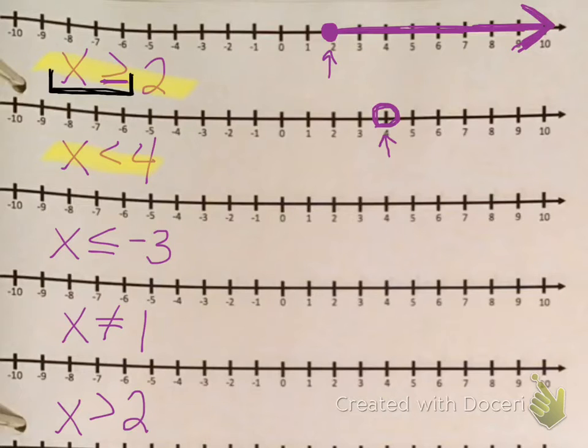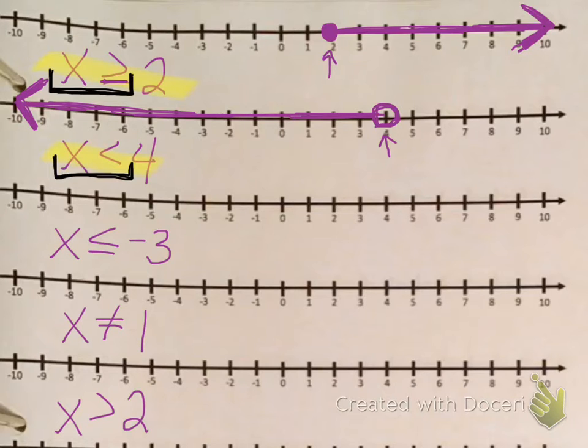And then our arrow needs to include everything less than 4. Everything less than 4. So you're going to go to the left towards everything less than 4, and you're going to keep it going all the way to the end and give it some arrows, because it doesn't stop. It keeps going. Every number less than 4 is a solution.